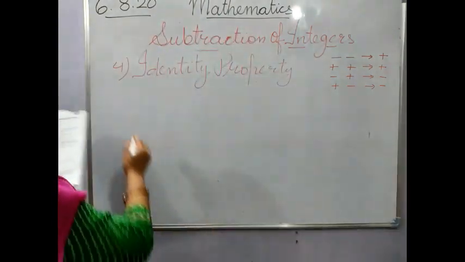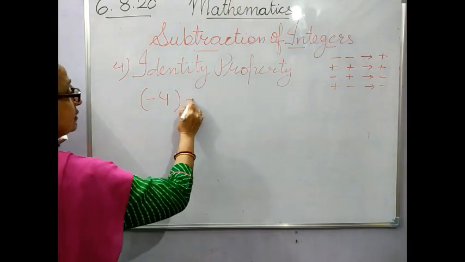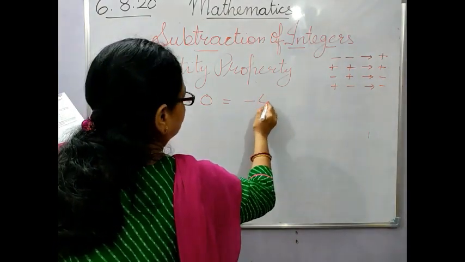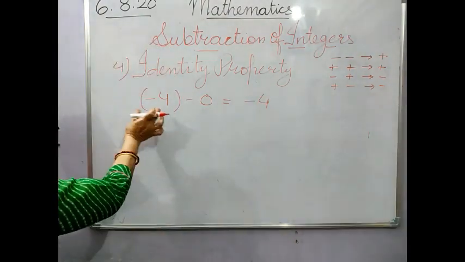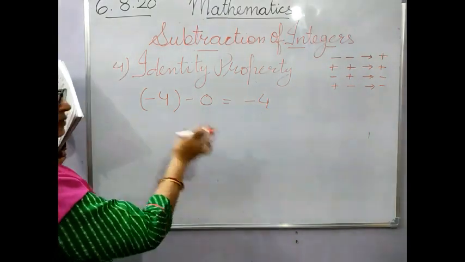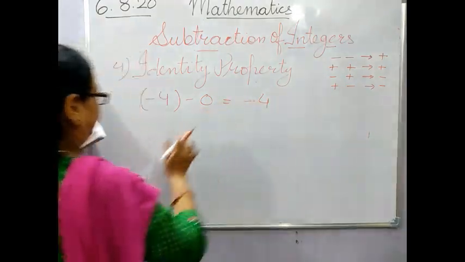Very simple example, minus 4. Now if we subtract 0 from it, the answer will be minus 4 only. That is, the identity of this integer will remain as it is. Thus, it is minus 4, so it will be minus 4 here only.